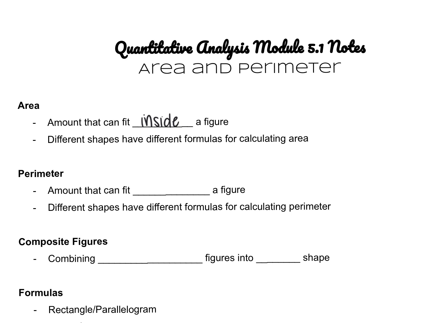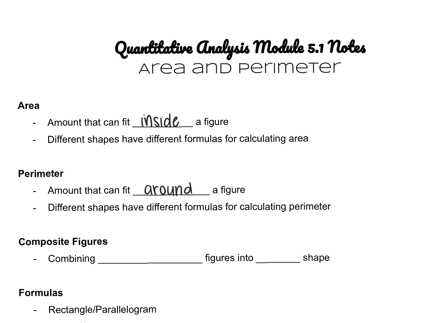And different shapes have different formulas for calculating area, which we are going to go over here in a second. And then perimeter is the amount that can fit around a figure. And again, different shapes have different formulas for calculating perimeter.